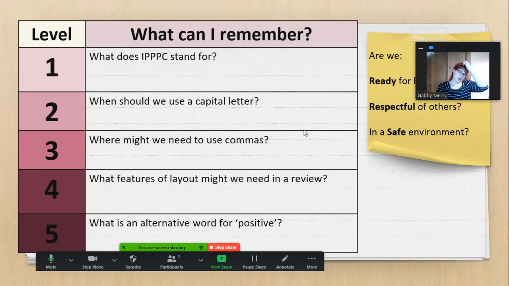Okay, good morning and welcome to Functional Skills English Week 17. This is a revision workshop for the writing assessments that are taking place next week.